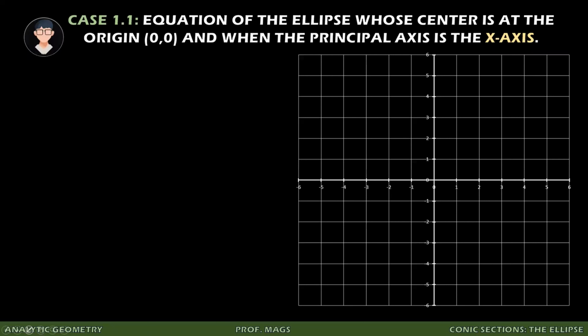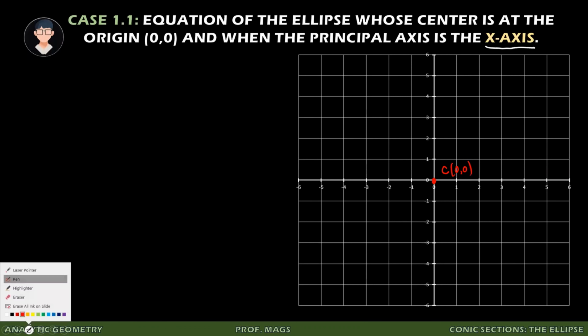Okay, for case 1.1, the equation of the ellipse whose center is at the origin, (0, 0), and whose principal axis is the x-axis. So our center of the ellipse is at the origin, and our principal axis is the x-axis. This yellow line right here represents our principal axis.